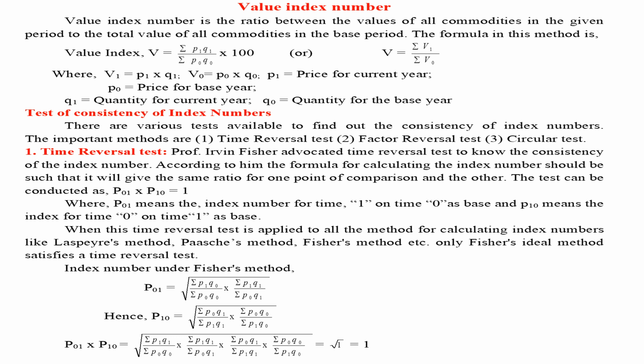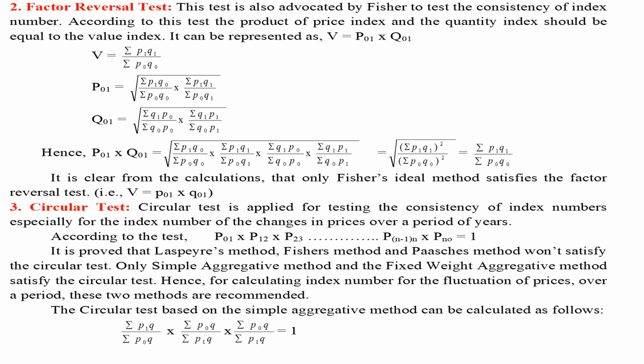When this time reversal test is applied to all the methods for calculating index numbers like Laspeyres' method, Paasche's method, Fisher's method, etc., only Fisher's ideal method satisfies the time reversal test. The index number under Fisher's method is mentioned here. Factor reversal test. This test is also advocated by Fisher to test the consistency of index number. According to this test, the product of the price index and the quantity index should be equal to the value index. It can be represented as V equals P01 into Q01. The formula is mentioned below. It is clear from the calculations that only Fisher's ideal method satisfies the factor reversal test.